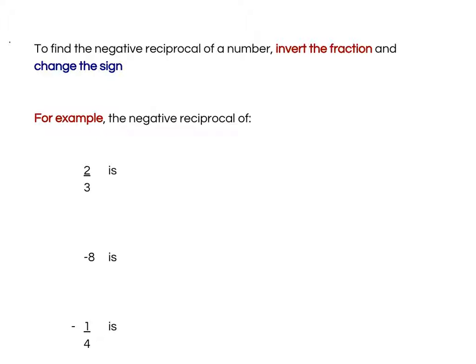So here it is in words. To find the negative reciprocal of a number, we're going to invert the fraction, and then change the sign. Let's go through a few examples to remind you how to do this. Let's start with 2/3. What I need to do first is flip that fraction upside down. And when I do that, I get 3/2.